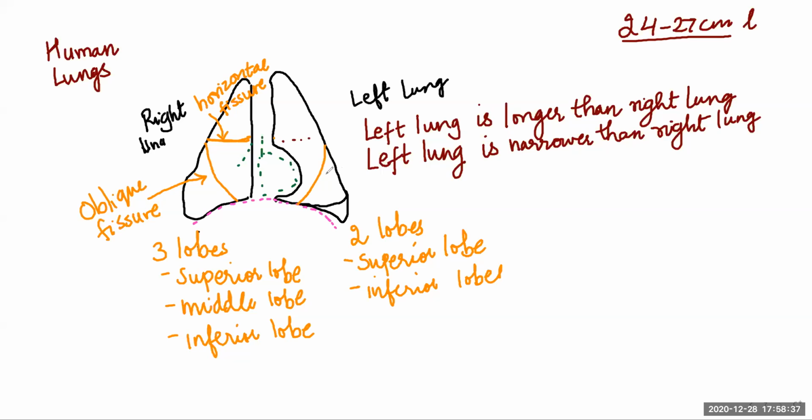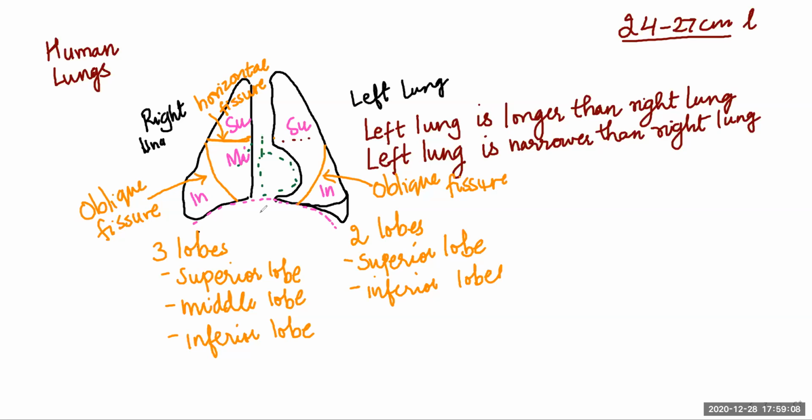Can you tell me what will be in the left lung? Only and only which fissure will be there? The oblique fissure. So this is the superior lobe, this is the middle lobe, this is the inferior lobe. This is a big superior lobe and a small inferior lobe.